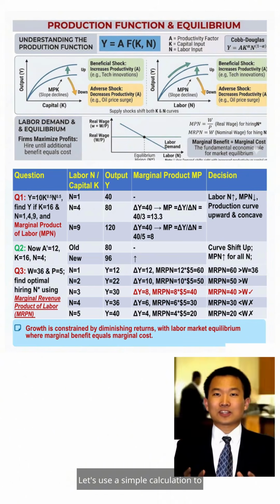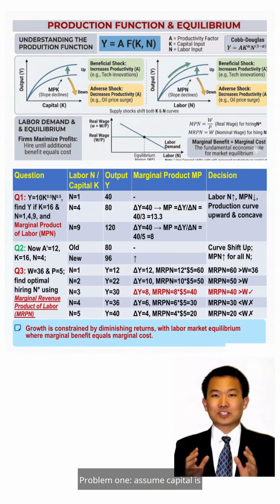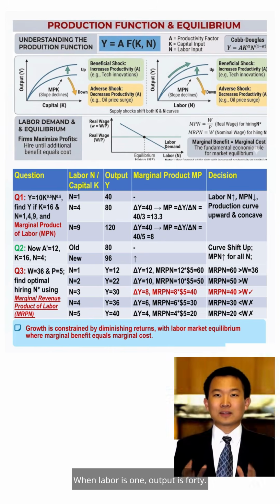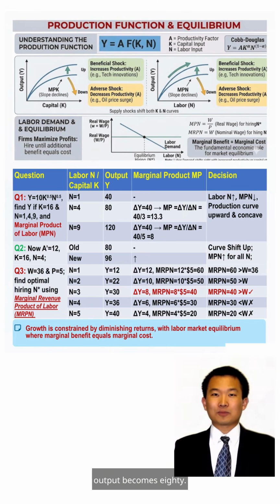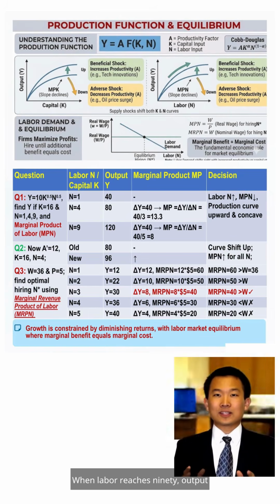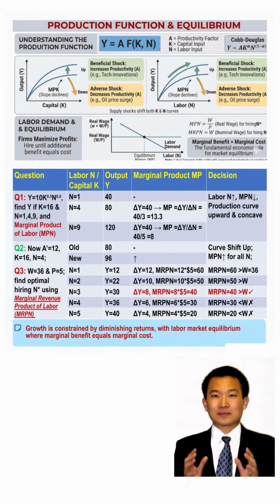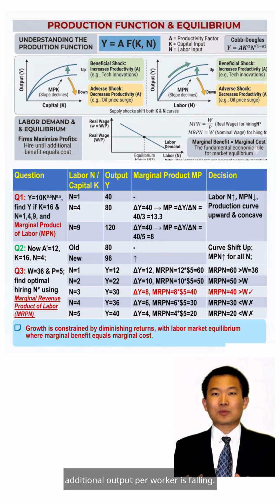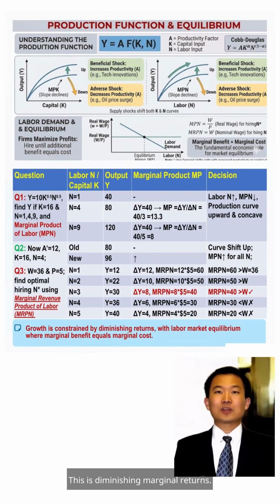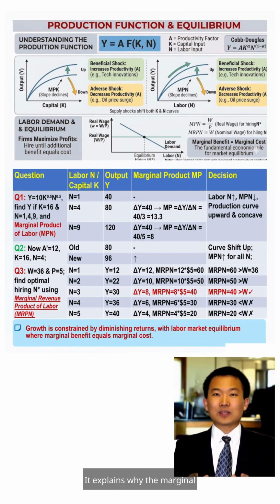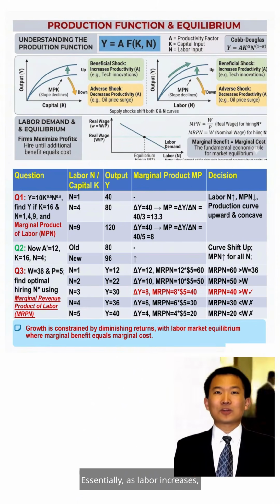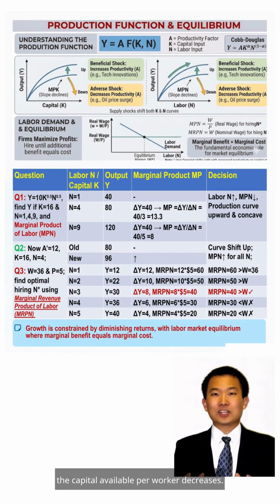Let's use a simple calculation to understand this. Problem 1. Assume capital is fixed at 16. When labor is 1, output is 40. When labor increases to 40, output becomes 80. When labor reaches 90, output hits 120. Output is increasing, but the additional output per worker is falling. This is diminishing marginal returns. It explains why the marginal product curve is downward sloping and concave. Essentially, as labor increases, the capital available per worker decreases.